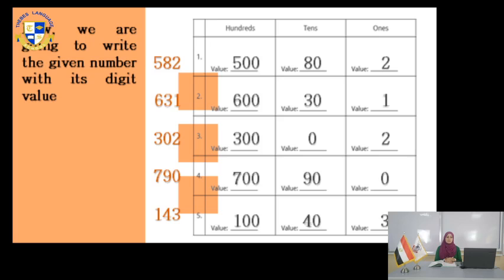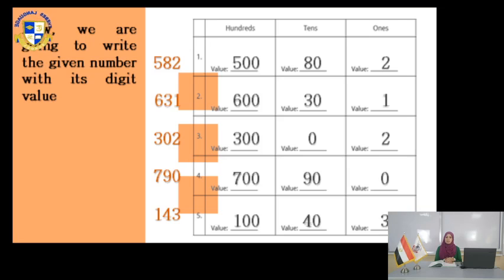Okay, the next one, 631. Listen, 600. So the value of the hundreds is 600. The value of the tens is 30. And the value of the ones is 1.